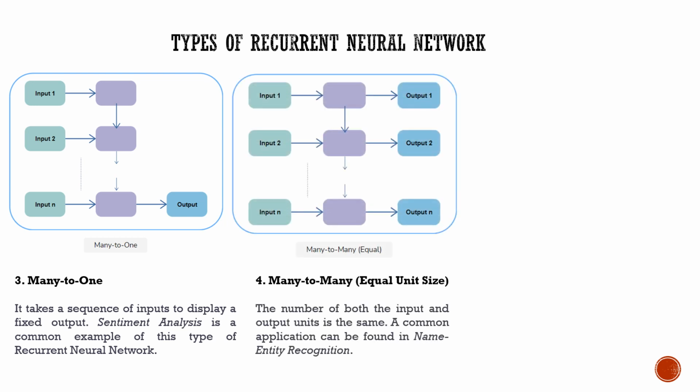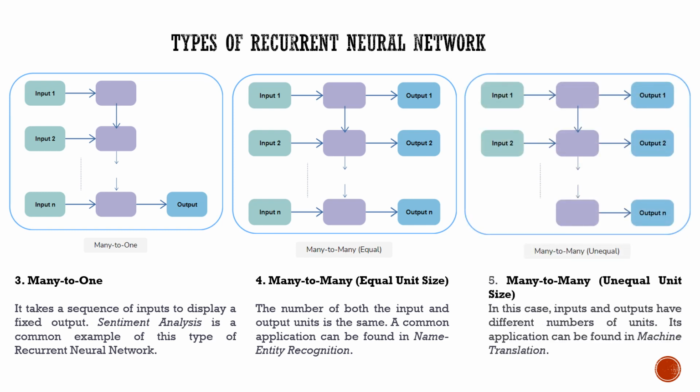Then many-to-many. Many-to-many is subdivided into two parts, that is the equal unit size and the unequal unit size. The equal unit size has the same number of input and output units. A common application can be found in named entity recognition. Then the unequal unit size. In this case, inputs and outputs have a different number of units. Its application can be found in machine translation.